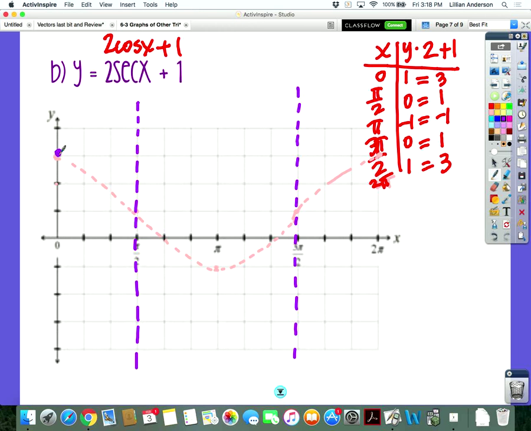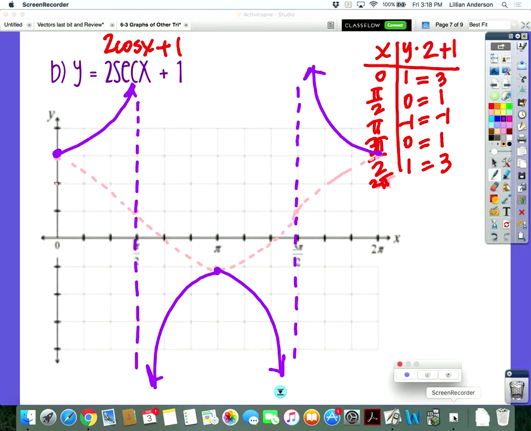So now wherever I have a high point, I'm going to draw a parabola going up. Wherever I have a low point, I draw a parabola pointing down. And that is how you graph secant, okay? So you're doing those 3 problems that I had before I went over this example. I want you guys to give it a try, and any questions that you have, bring to class, our next class.